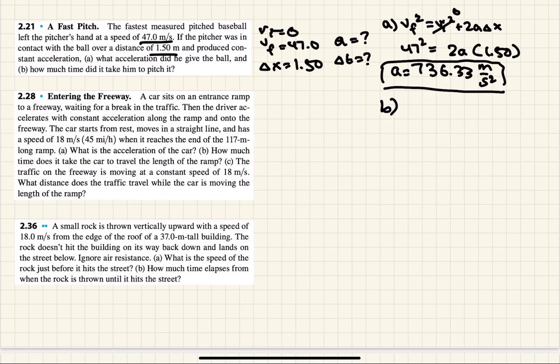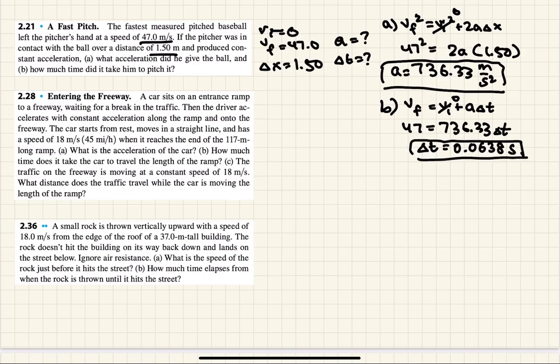For part B, you know all this, so you just use it along with your other values you know to solve for time. I guess the simplest equation you would do here is V final is equal to V initial plus a delta t. You know all these. Vi is 0, Vf is 47, and acceleration is the 736.33 times delta t. You just divide and you solve for delta t. That's going to be approximately 0.0638 seconds.